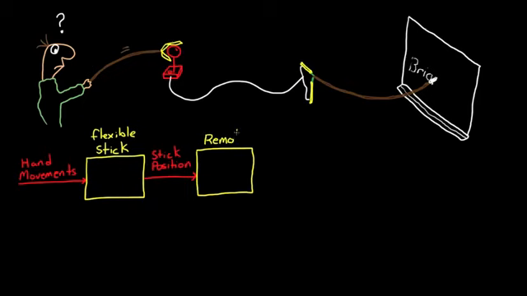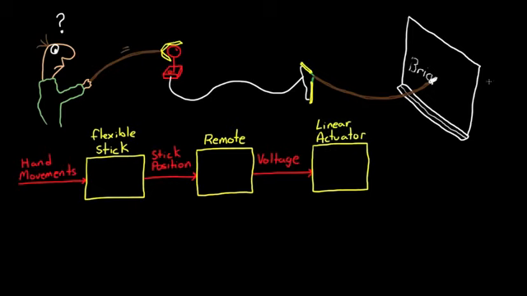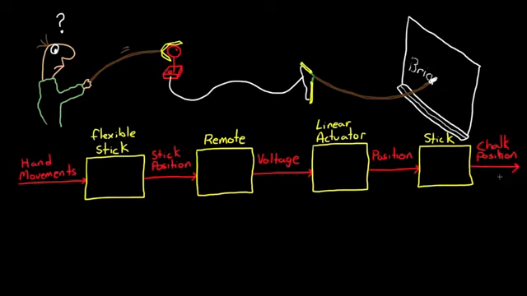The remote control, another black box, converts the position into an electrical signal in the form of changing voltage. This voltage is applied to the linear actuators, which converts the electrical signal into position again. This position is the input into the final flexible stick, whose output is the position of a piece of chalk, which finally draws on the blackboard. And if you've accounted for all of the relative motions in the system correctly, you can write your name 100 times and you get to go home.